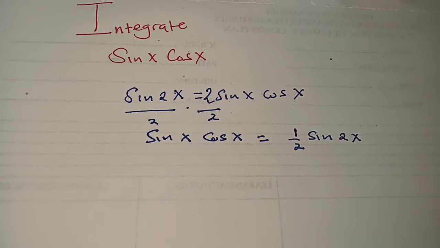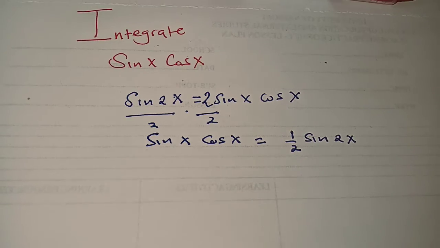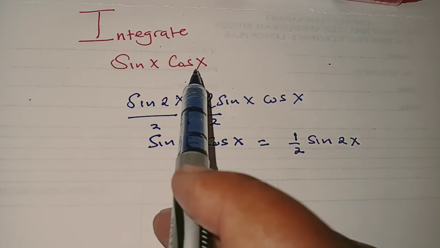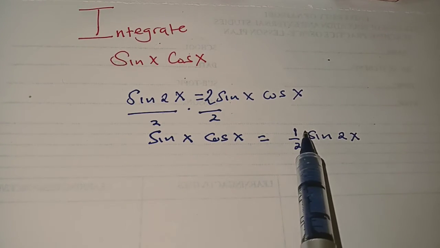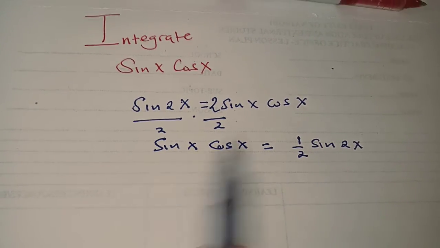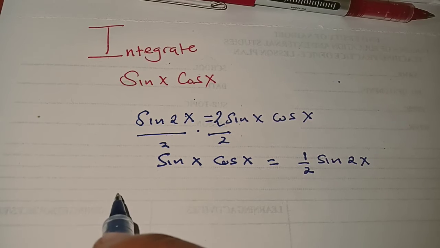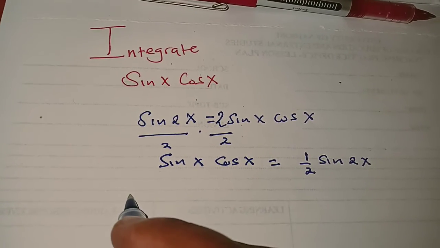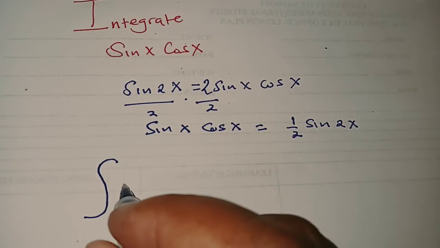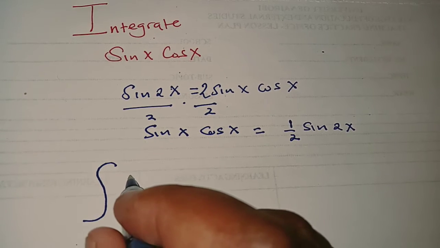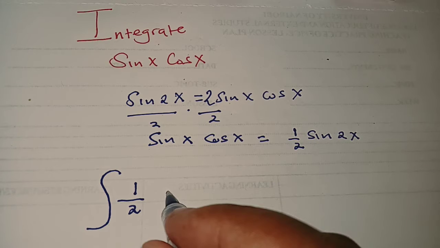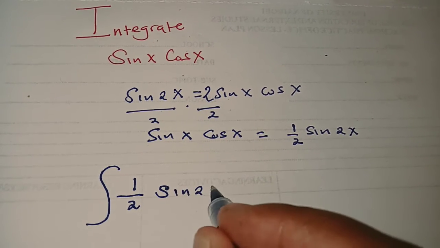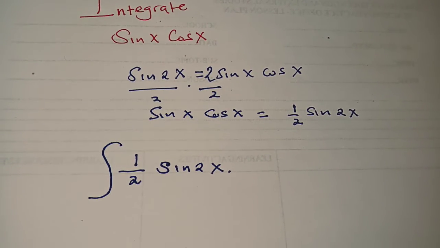That makes sense? Right. So when we are told to integrate sine of x cosine of x, it's easier to integrate this part here on the right hand side compared to this one. And so now we reset our question this way. We now integrate, instead of sine x cosine x, we integrate a half sine of 2x. That makes sense.